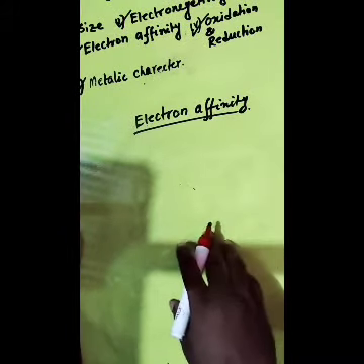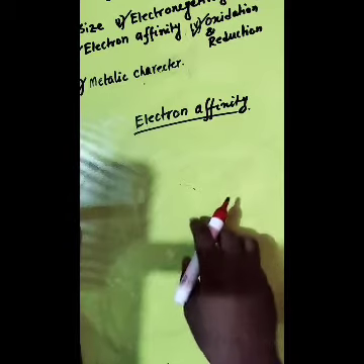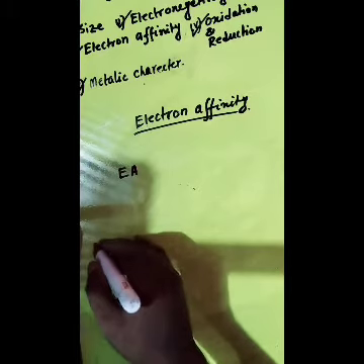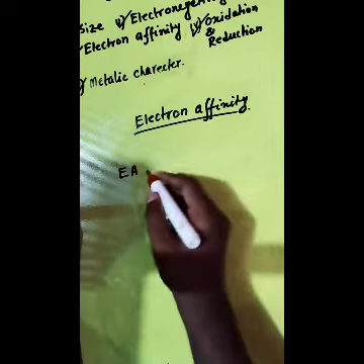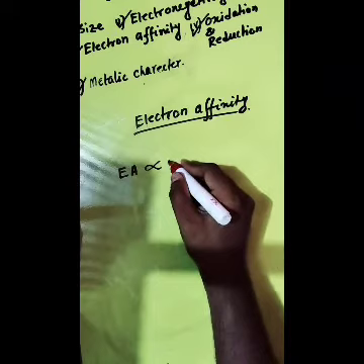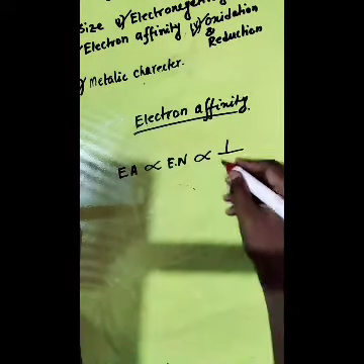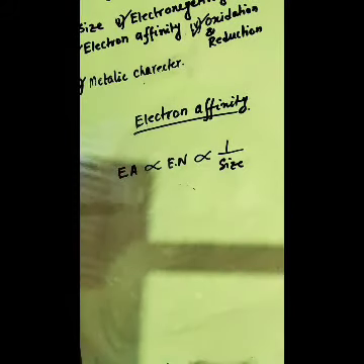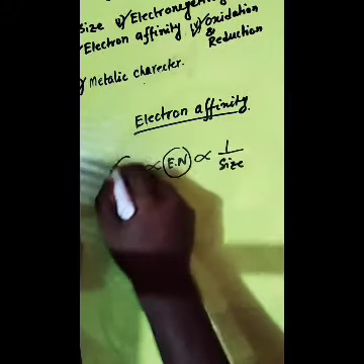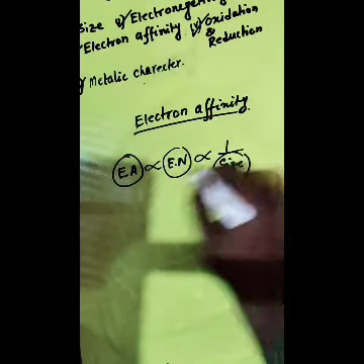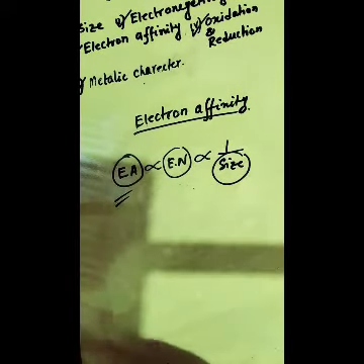Next one is electron affinity, or electron gain enthalpy. Electron affinity is also related to the atomic radius, and it is sometimes directly proportional to electronegativity and inversely related to the size of the element. Therefore, if electronegativity increases, electron affinity increases, and if size decreases, electron affinity also increases. So electron affinity is inversely related to size.